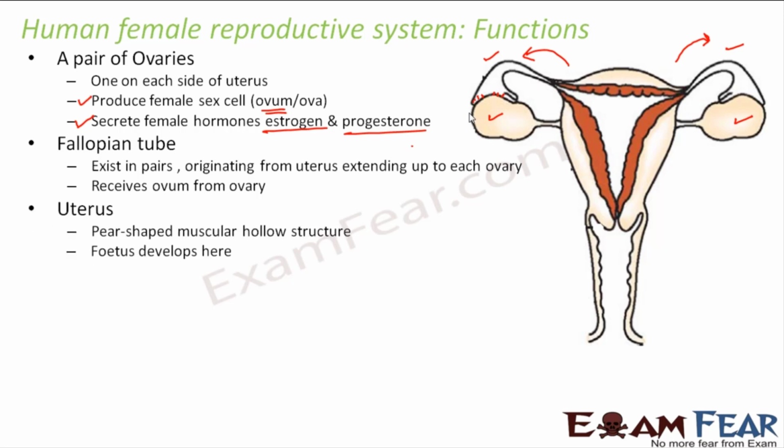Next is the uterus. It is a pear-shaped muscular hollow structure, as you can see in the picture. So this is the place where the fetus develops.